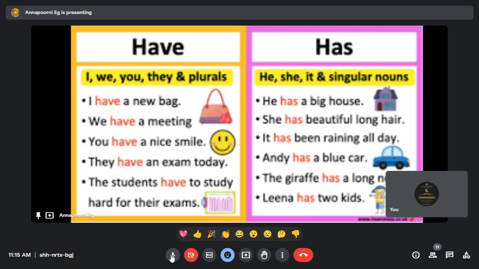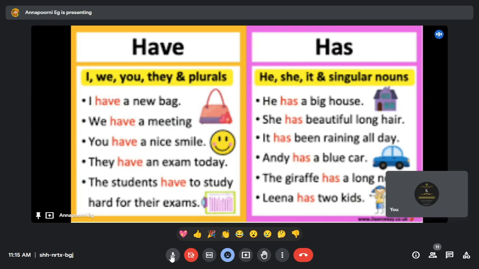I have a new bag. We have a meeting. You have a nice smile. They have an exam today. The students have to study hard for the exam. Very good. Here you can just note down the subjects which we have used. All are plural subjects: I, you, we, they, and the students. Students is a plural subject. So I, you, we, they, and other plural subjects. With these, we can use have.